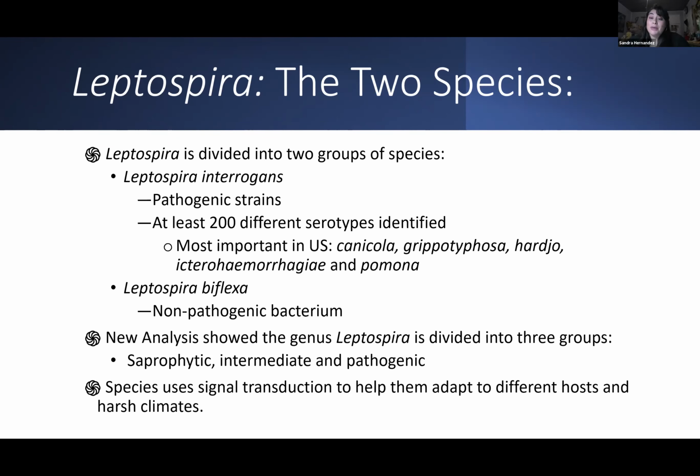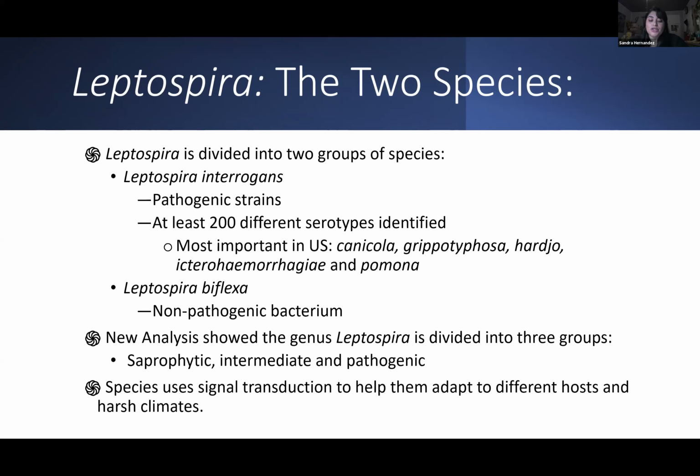Recently, new analyses showed that the genus Leptospira is divided into 3 groups: saprophytic, intermediate, and pathogenic. The species of Leptospira have different ecological niches due to the diversity of mechanisms. The species of Leptospira use signal transduction to help them adapt to different hosts in harsh climates, which helps the species survive the environment they are in.